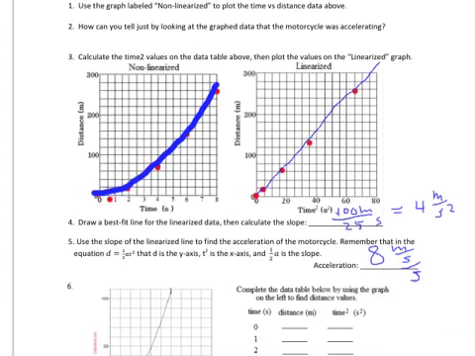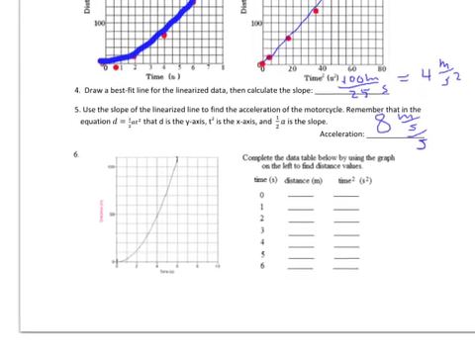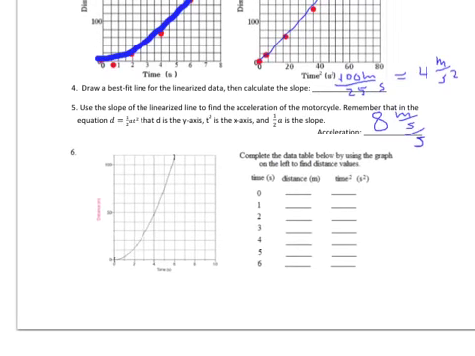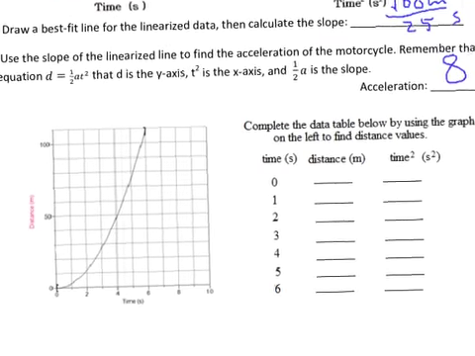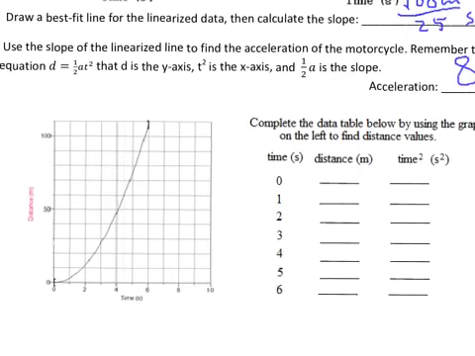Let's try doing another one. All right, let's see what we got here. Complete the data table below using the graph on the left to find the distance values. All right, I think I can do this. Let's see here. So if time is, I'm going to make this a little bit bigger. All right, here we go. So when time is 0, the distance was 0, and the time squared was 0. At 1, let's see what we got here. If I go over to 1 and go over, I'm counting by 10, so I'm going to call that maybe 3.